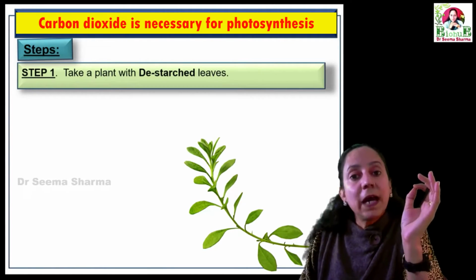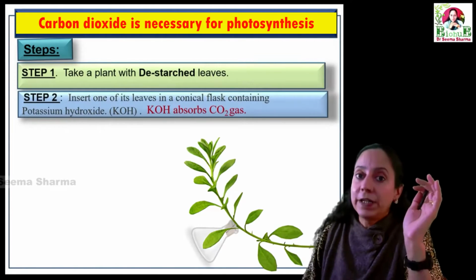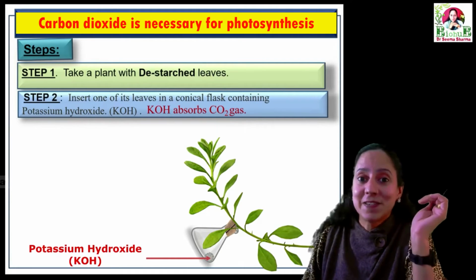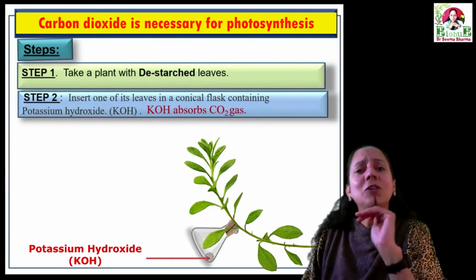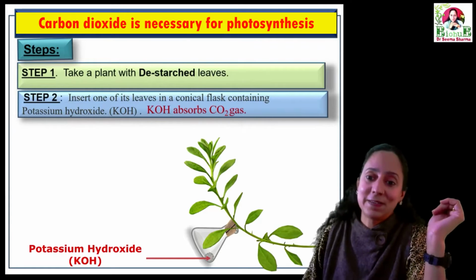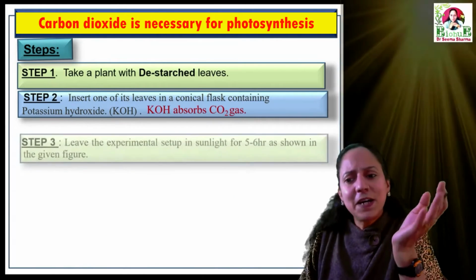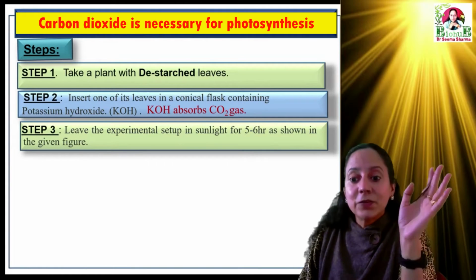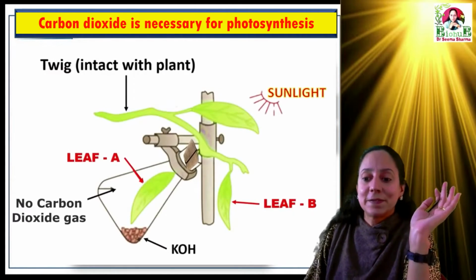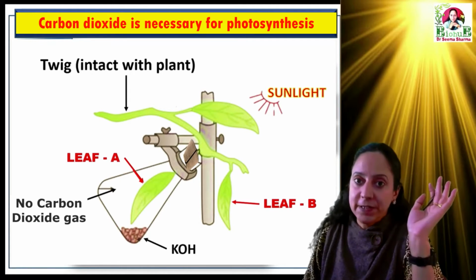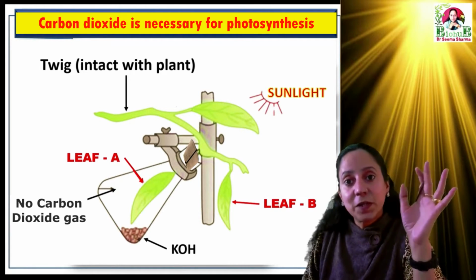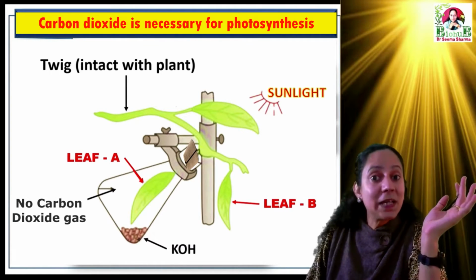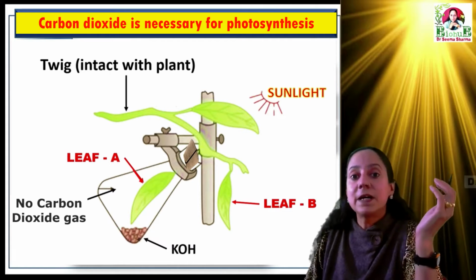In step 2, we have to insert one of its leaf in a conical flask containing potassium hydroxide. This is very important and very interesting chemical. It has the ability to absorb carbon dioxide gas. Step 3, we have to leave our experimental setup in bright sunlight for 5 to 6 hours. So this is our experimental setup, friends. This is an airtight experimental setup. We are going to perform this experiment on 2 leaves, one which is inserted in the conical flask labeled as leaf A and another which is labeled as leaf B.